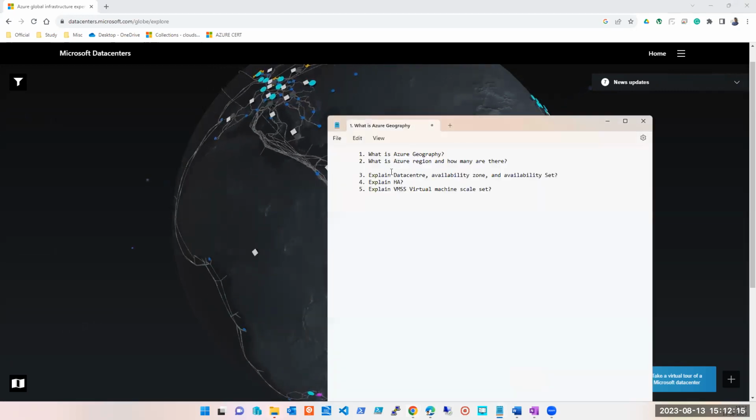Okay. Now let's explain what is data center, what is availability zone, and what is availability set. So data center we already know. Now I'm going to explain what is availability zone. Availability zone is nothing but a region which has more than one data center, mostly three. I've seen all the availability zones, whatever they're calling it, it has 3 data centers. So let me explain it to you.